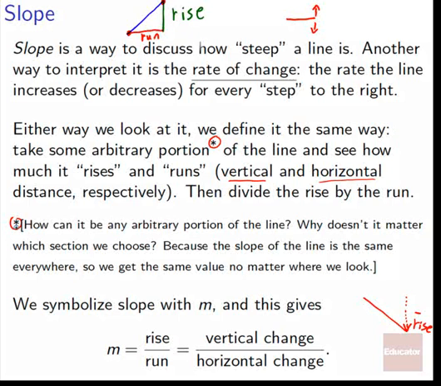Every section of it is going along at the same steepness. Every section of it is going along at the same rate of change. If we put a bunch of sections together, they'll all agree on their slope. If we look at just one tiny section in a very different place, it's still going to have the same slope. Whatever part of the line we look at, it will always have the same slope, so we get the same value for slope no matter where we look on the line. So that's why we don't have to worry about what portion of the line we're considering. We just look somewhere, and that's our slope.